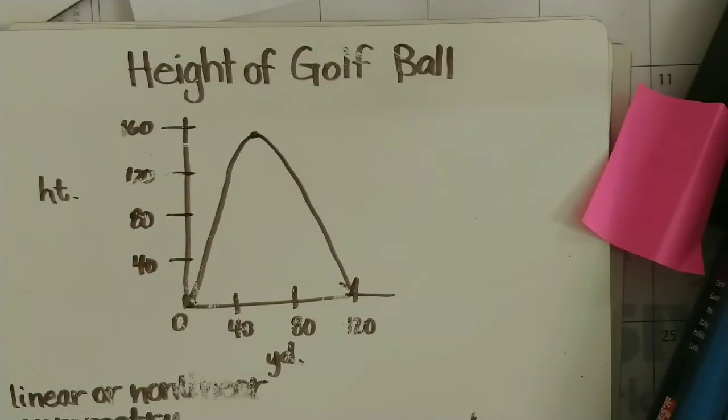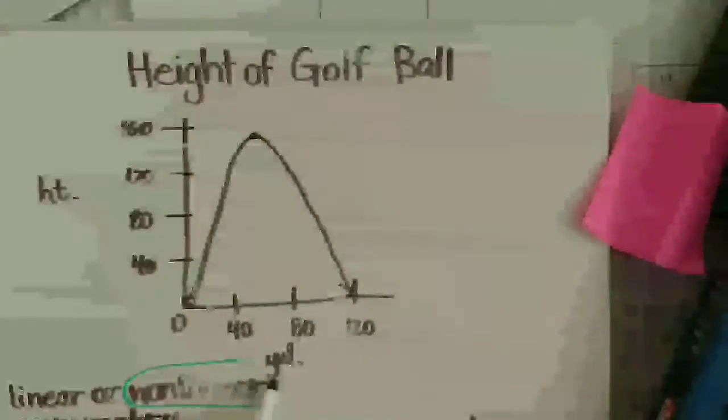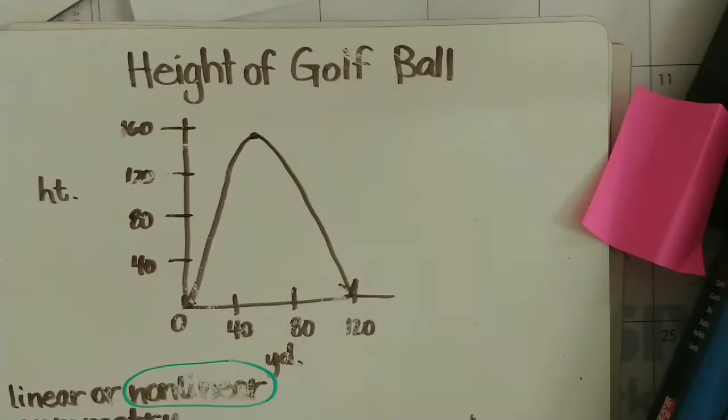What does nonlinear mean by definition? It is not a straight line. Linear, by definition, means it is a straight line. So what do we have here? We have a nonlinear function. Is there any line symmetry?